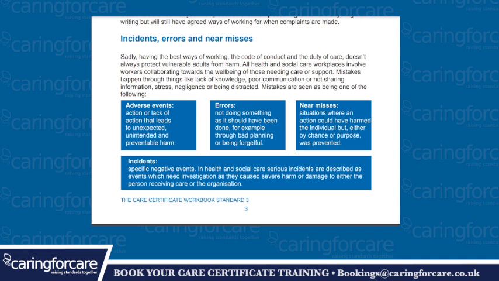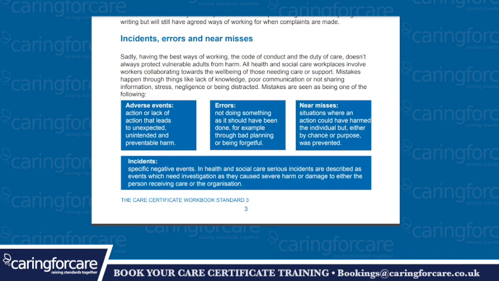Incidents, errors, and near misses. Sadly, having the best ways of working, the code of conduct and duty of care, doesn't always protect vulnerable adults from harm. All health and social care workplaces involve workers collaborating towards the well-being of those needing care or support. Mistakes happen through things like lack of knowledge, poor communication, or not sharing information, stress, negligence, or being distracted.